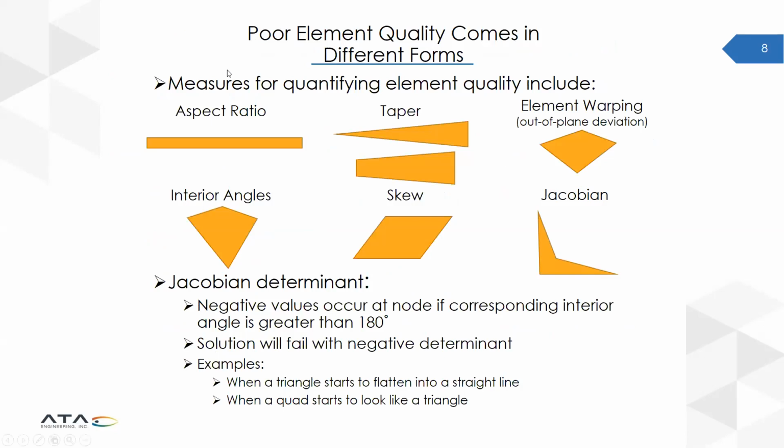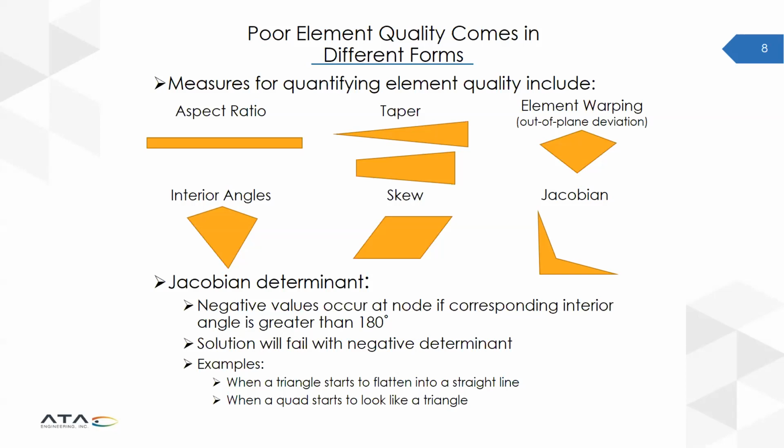So here are some of the different categories of poor elements. The first one is aspect ratio. It's pretty straightforward. Essentially, one dimension is much longer than the other. Taper is a similar idea, but the element narrows down as you go along the length. Warping is actually out-of-plane deviation. For a quad element, you ideally want to stay in one plane, but if you start to pull on it in or out of the page and get a third dimension, that's going to be an issue.